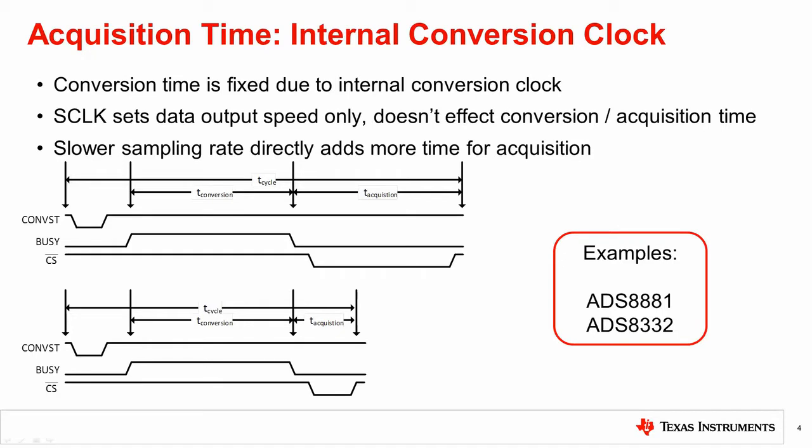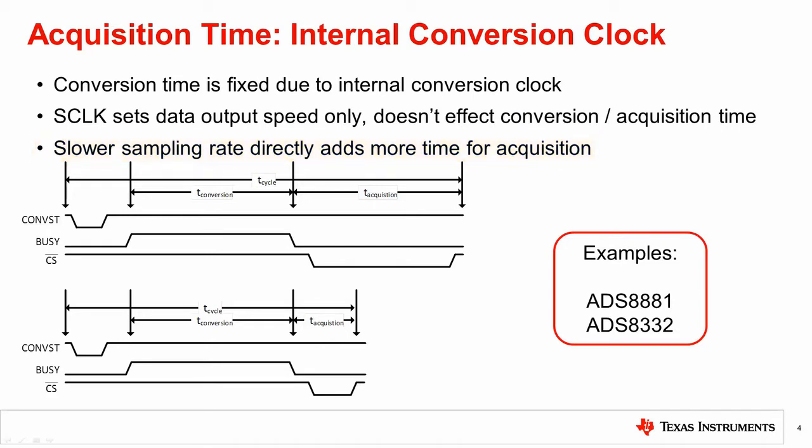The acquisition and conversion time of a SAR ADC will differ depending on the internal device design. To understand what determines the acquisition and conversion time, look at the timing diagram. First, we will look at the timing for a SAR ADC with an internal conversion clock. With an internal conversion clock, the SAR conversion cycle is always a fixed amount of time. The SCLK that the user applies will only influence the speed of the data communication, not the conversion time. In this type of SAR, a lower sampling rate will increase the acquisition time since the conversion time is fixed.